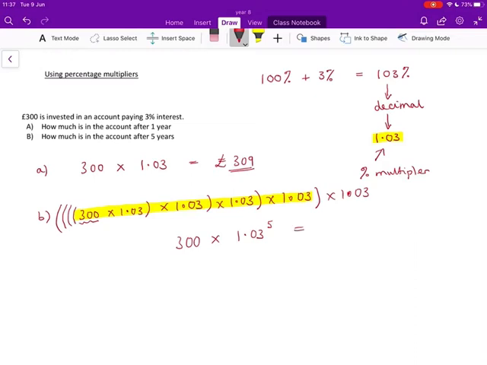So if you do that on your calculator, that should give you 347. And because we're dealing with money, we only ever write our answers to 2 decimal places. So if you round to 2dp, that will give you £347.78.